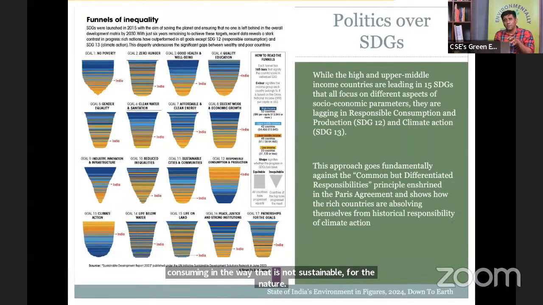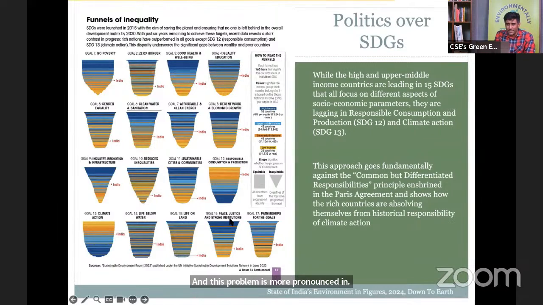And this problem is more pronounced in the rich countries, which is the reason why they're at the bottom. What we mean by that is an average American school-going or college-going student will have a higher per capita consumption of energy than an Indian, which basically means that they'll have access to more gadgets, which is bad for the environment.